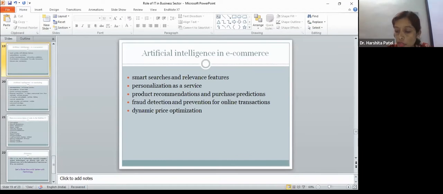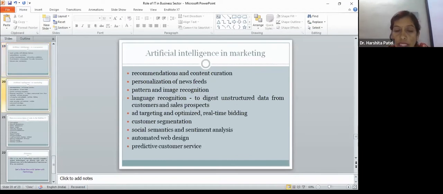So here you can see the use of AI in e-commerce. We can continue with this AI thing in marketing also. Recommendations and content curation, personalization of news feed, pattern and image recognition, language recognition, ad targeting and optimizing, customer segmentation, social semantics and sentiment analysis to analyze your feedbacks and all, automated web designs and predictive customer services.